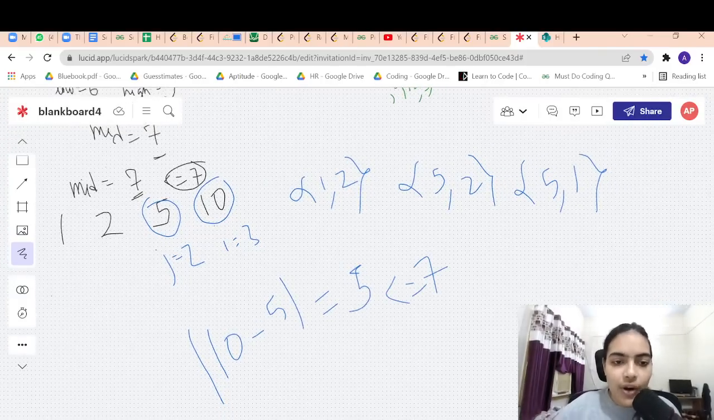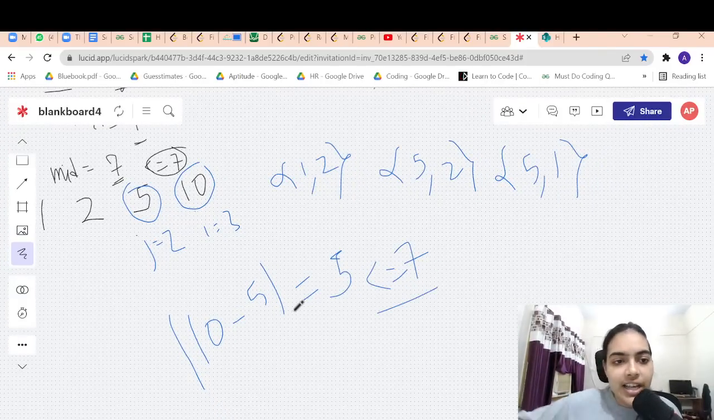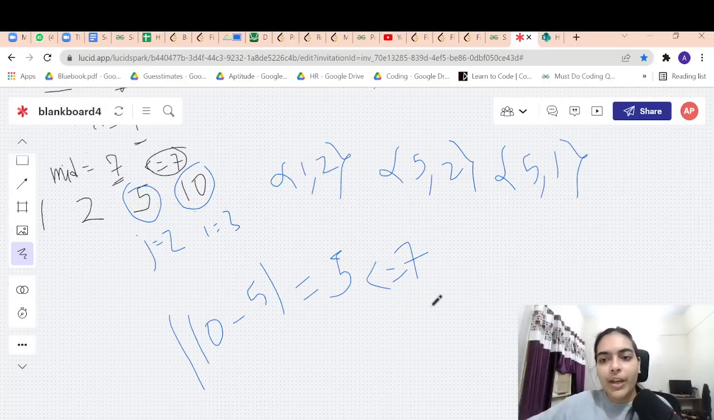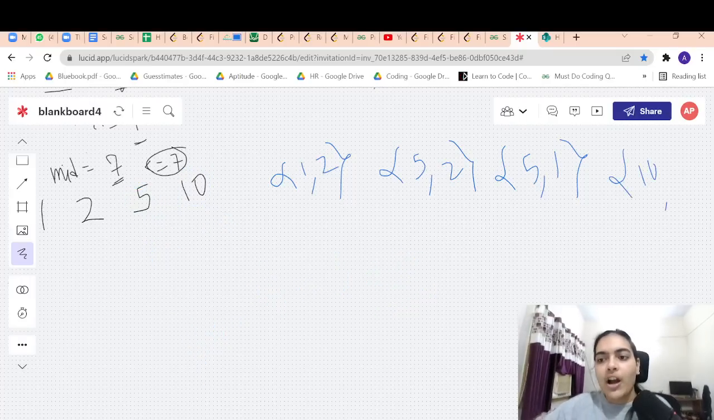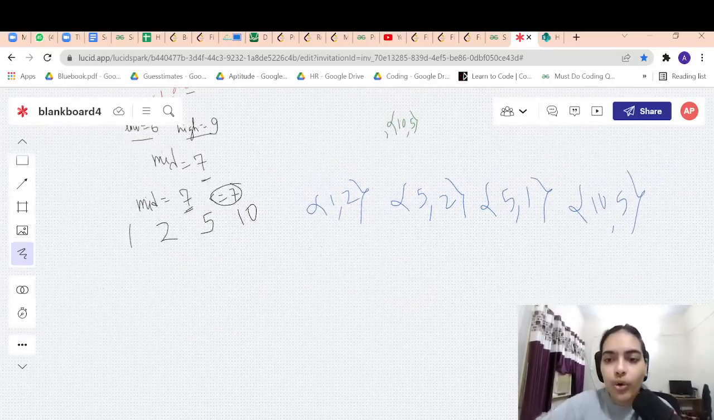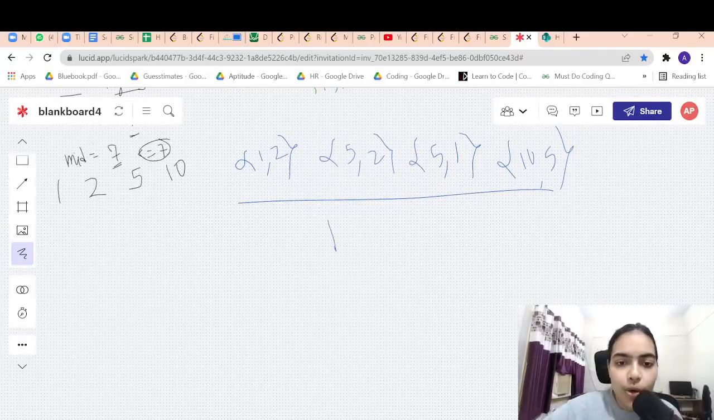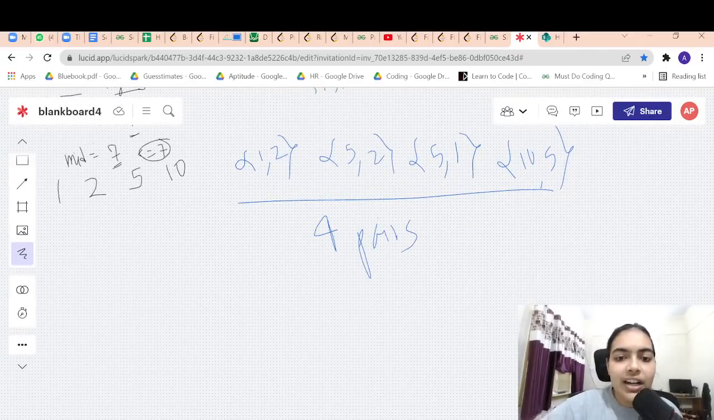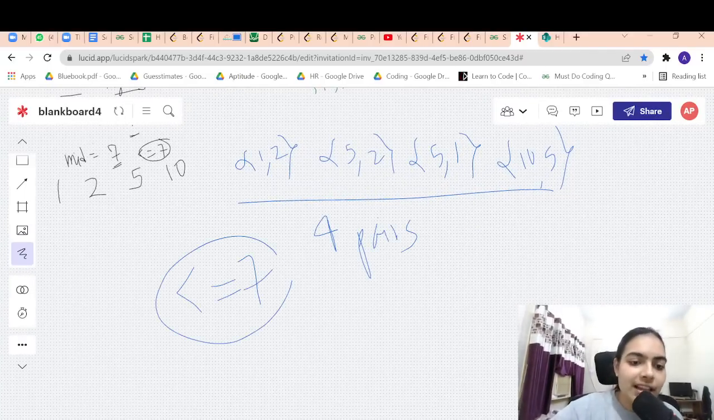That means I again found a pair which is satisfying the condition less than equal to 7. So I have a 10-5 pair. So let me write, I have a 10-5 pair. How many total pairs did I find? I found total 4 pairs, 4 pairs satisfying the condition of having absolute difference less than equal to 7.